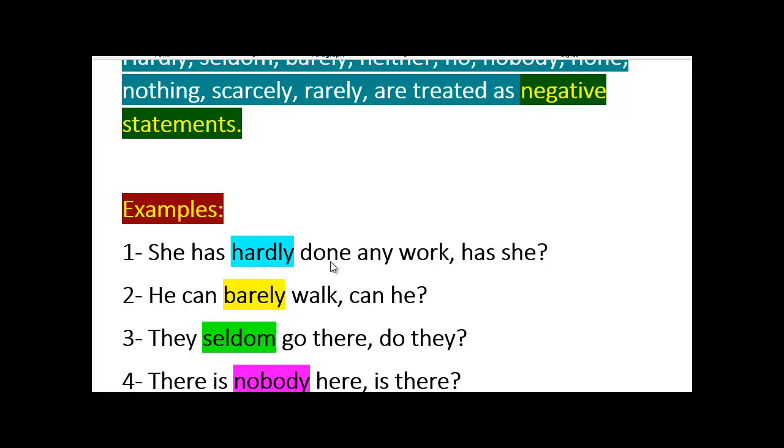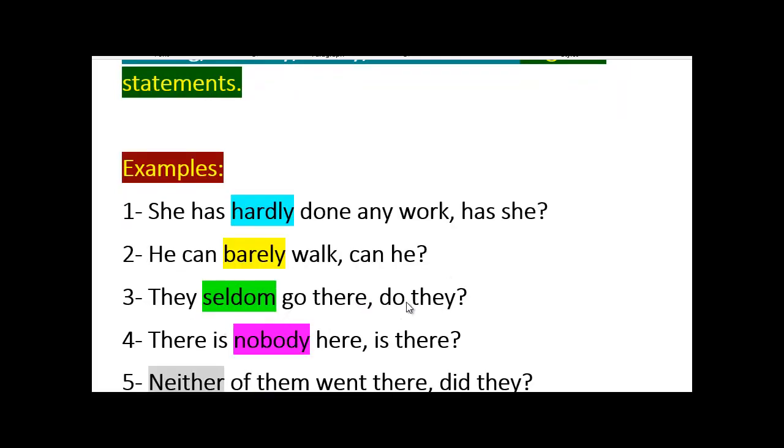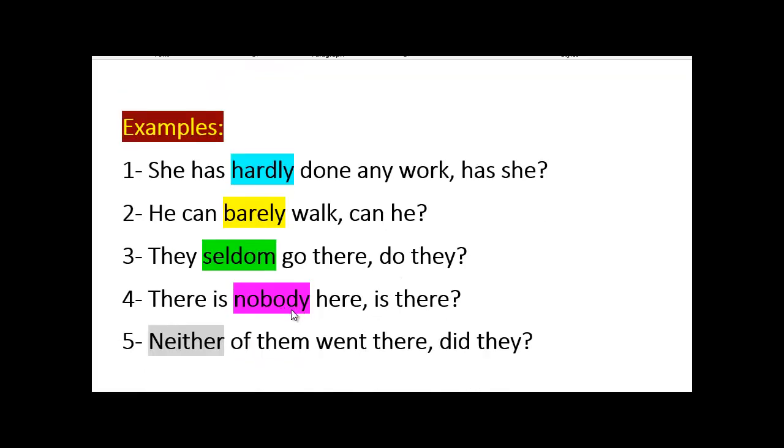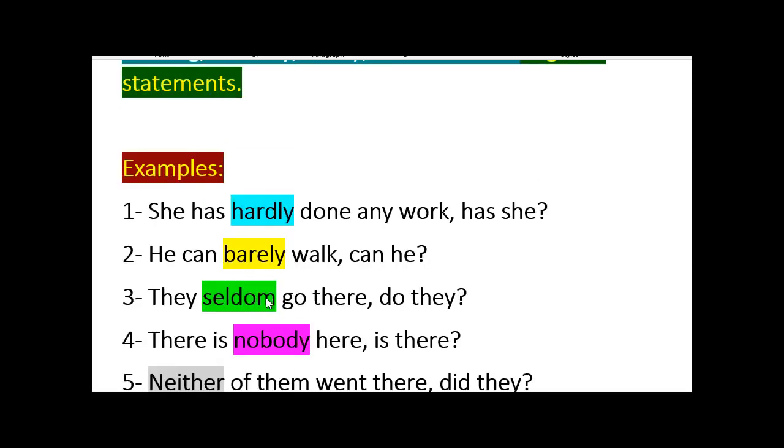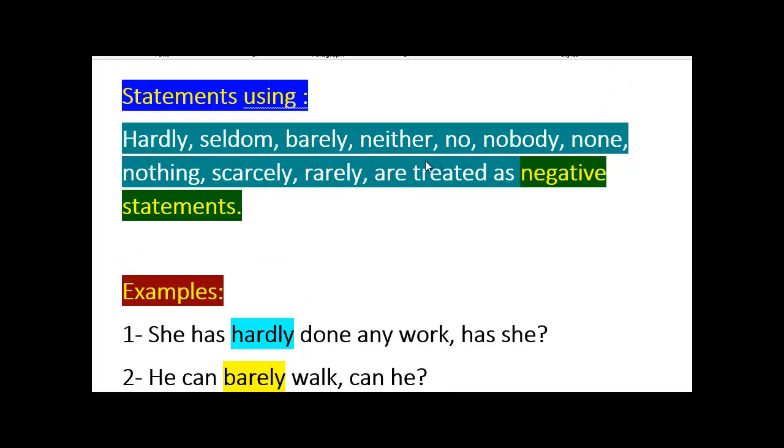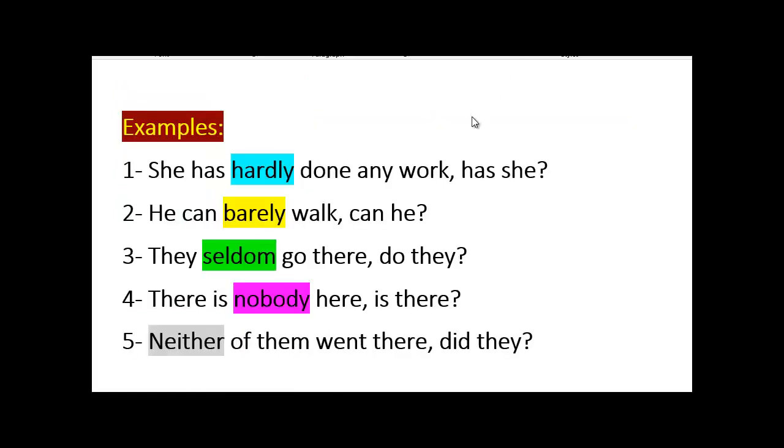Pause here because hardly made the statement negative, so you go for positive question tags. Okay, he can barely walk, can he? All right. They seldom go there, do they? Okay. There is nobody here, is there? Okay. Neither of them went there, did they? Okay. Again, hardly, seldom, barely, neither, no, nobody, none, nothing, scarcely, rarely. They turn the statement into negative, so the question tags straight away should be positive when you see these words, okay?